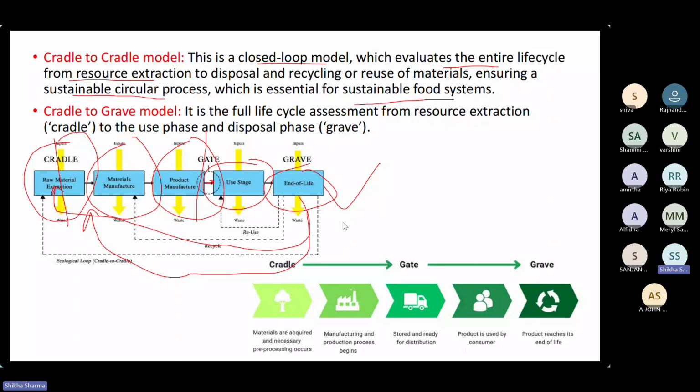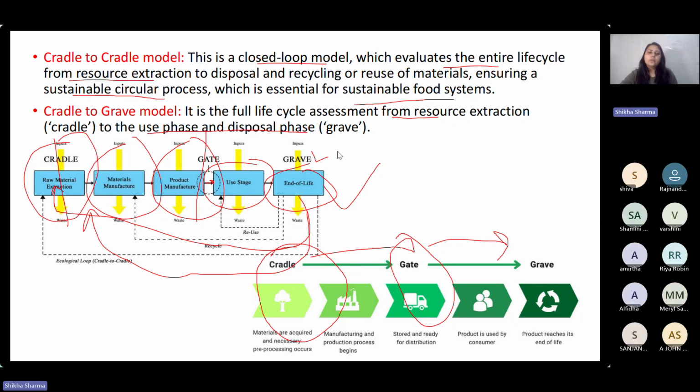Whereas the cradle to grave model includes the full life cycle assessment from resource extraction to the use phase and disposal phase. The resources will be extracted and come to the company's gate. After that, it accounts for how the product is used until it is disposed to the environment, that is the grave. So it takes into account everything until the product is disposed to the environment, that is the cradle to grave approach.